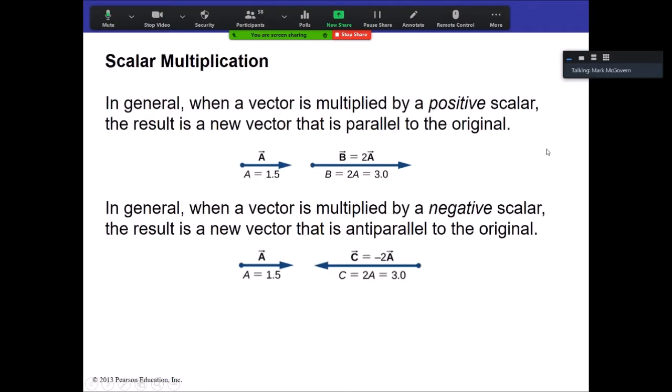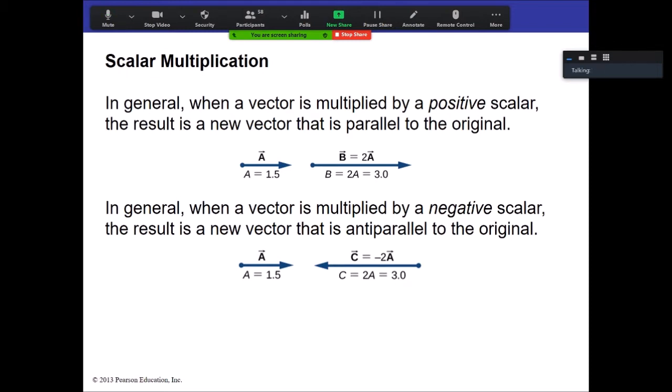So what can we do with vectors? Well, we can do what's called scalar multiplication. When a scalar, a single number, is multiplied by a vector, it has the effect of increasing or decreasing its length, but not changing its direction. That's the effect of a scalar multiplication.